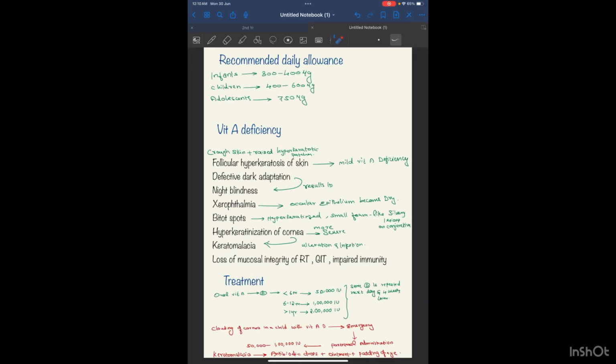Next, we are moving on to the recommended daily allowance of vitamin A. In infants, it is 300 to 400 micrograms. In children, it is 400 to 600 micrograms, and in adolescents, it is 750 micrograms.